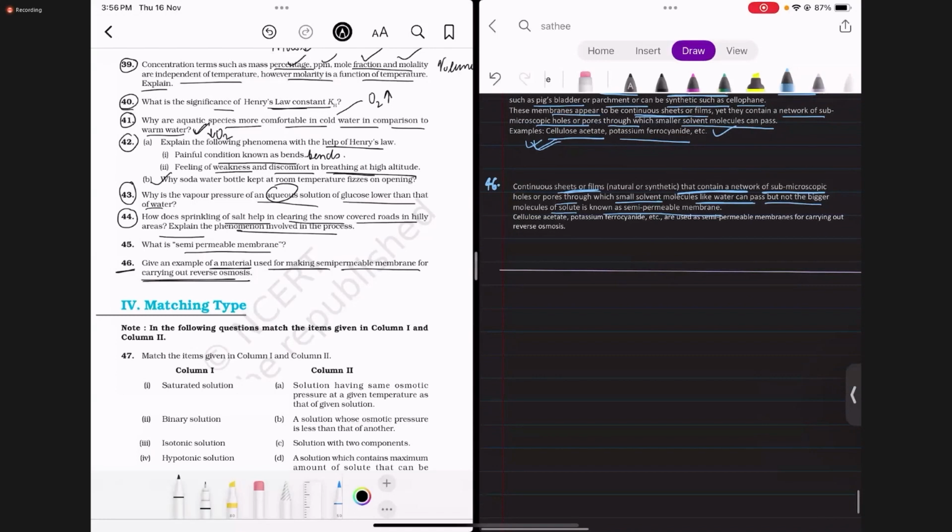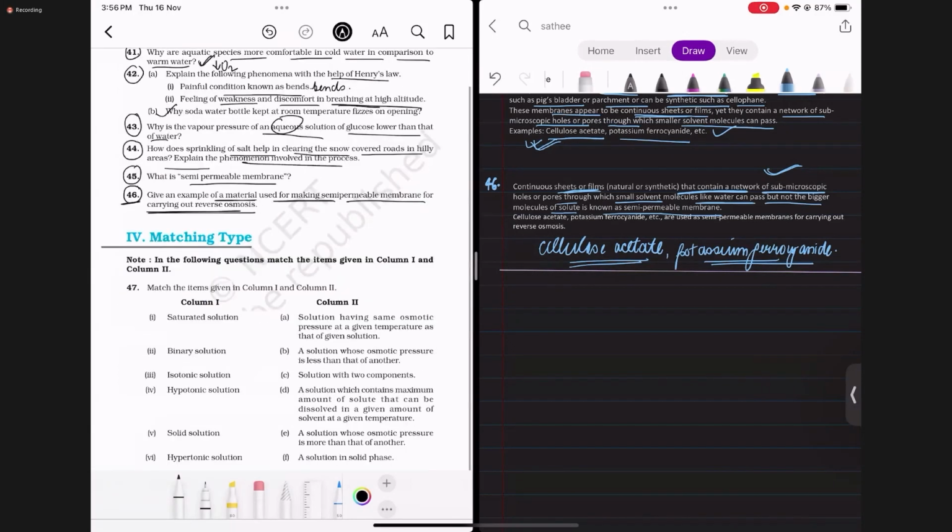ये तो हमने पिछले ही question में देखा था कि there are continuous sheets or films that contain network of sub-microscopic holes through which small solvent molecules like water can pass, पर big solute molecules नहीं pass कर सकते, उसे हम semi permeable membrane बोलते हैं. And we also saw that we can use cellulose acetate for making semi permeable membrane, and also we can use potassium ferrocyanide. तो ये होते हैं हमारे two examples of a material which can be used to make semi permeable membrane. ये हो गया हमारा question number 46.